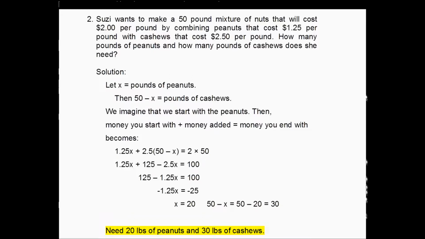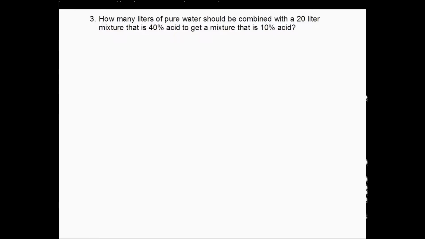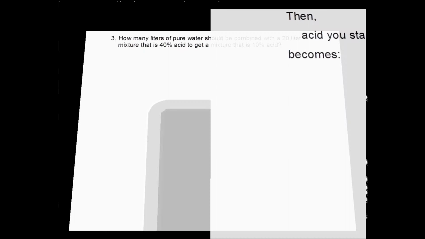Okay, let's try one with pure water. How many liters of pure water should be combined with a 20-liter mixture that is 40% acid to get a mixture that is 10% acid?